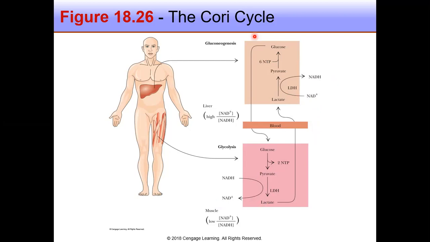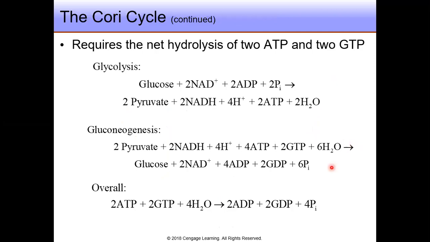Now if we look at the two processes together, we notice that in glycolysis, one glucose is converted to 2 pyruvate plus 2 NADH plus a net of 2 ATP. In gluconeogenesis, 2 pyruvate plus 2 NADH plus 4 ATP plus 2 GTP synthesize 1 glucose. If we add them together, overall 2 ATP plus 2 GTP are hydrolyzed. So the hydrolysis of both ATP and GTP is the price of increased simultaneous control of the two opposing processes.